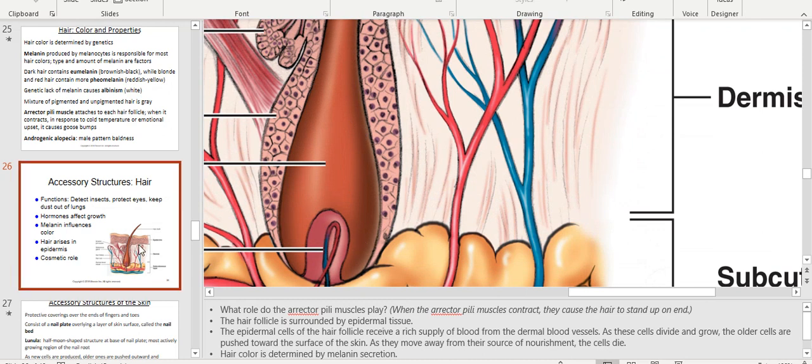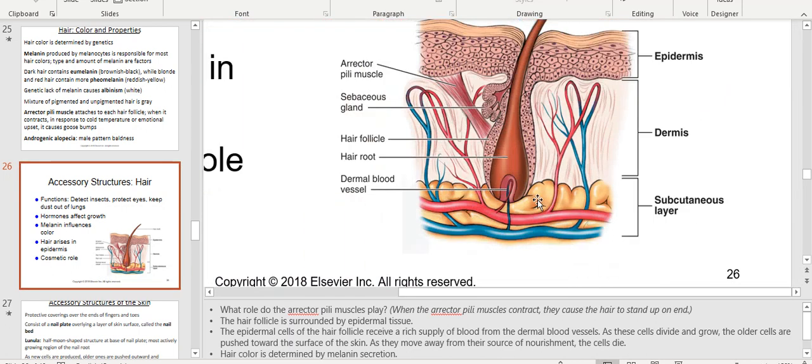So the whole idea, the erector pili muscle there is involved in goosebumps and protection, okay? And you can see there that the hair is involved there in the hypodermis, but then stretches right up through the dermis and out into the epidermis, okay.